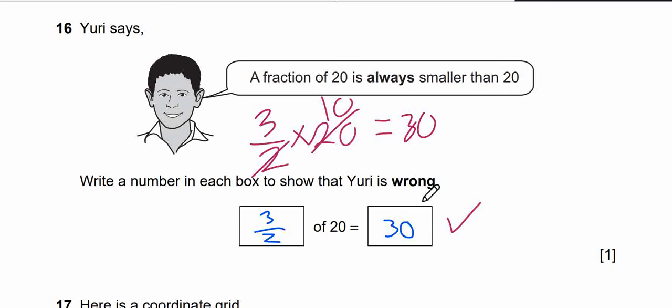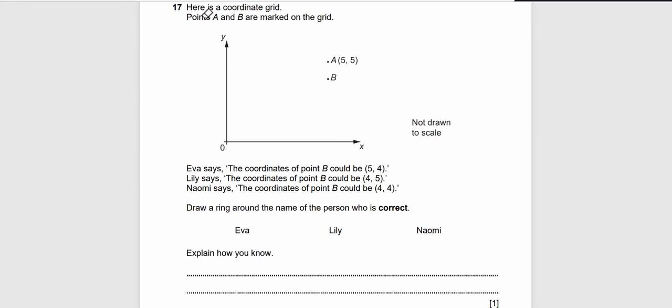Next. Here we go, question 17. Here's a coordinate grid. Points A and B are marked on the grid here. Point A is 5 by 5. Eva says the coordinates of point B could be 5, 4. Lily says the coordinates of point B could be 4 by 5. Naomi says the coordinates of point B could be 4, 4. So draw a ring around the name of the person who is correct and explain how you know. 10 seconds. 10, 9, 8, 7, 6, 5, 4, 3, 2, 1.